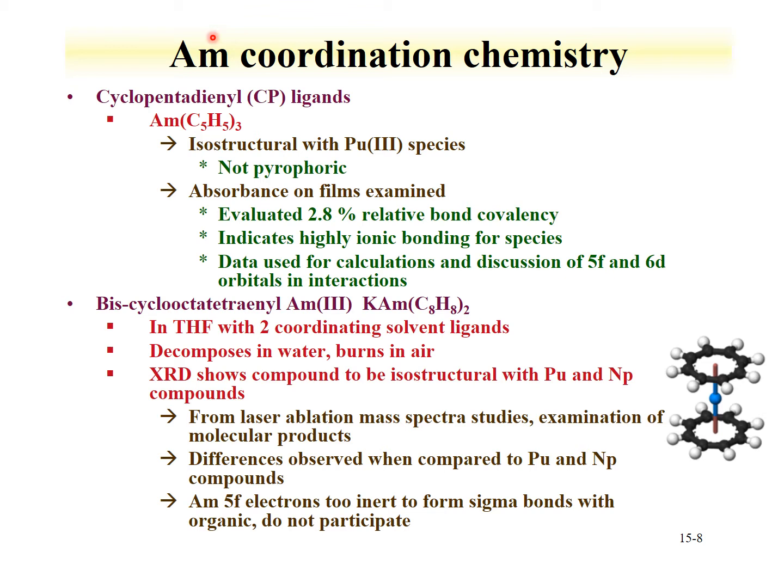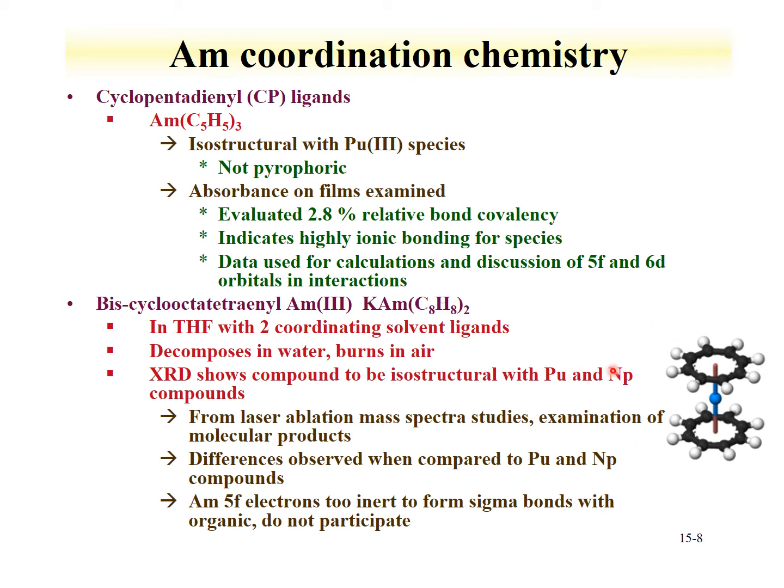The organometallic chemistry of americium has been examined primarily with the Cp ligands. The americium-3 Cp compound has been examined and found to be isostructural to plutonium-3 species. Spectroscopy has indicated that this compound is highly ionic, and this information is used for calculations to discuss the 5f and 6d orbital interactions in the Cp compound.